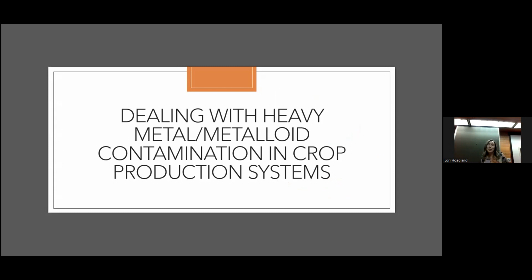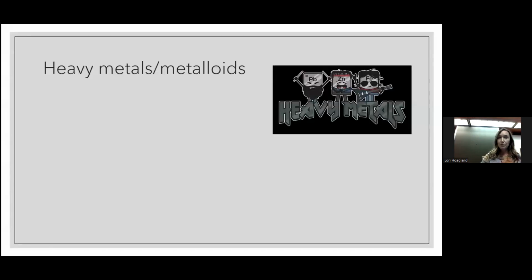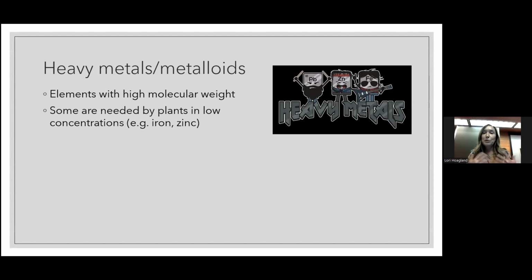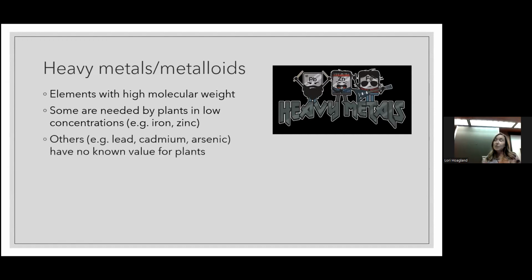So now I'll move into talking a little bit more specifically about heavy metals and metalloids. So heavy metals and metalloids, things like arsenic, are basically just broadly elements in the environment with high molecular weight. So some of these are needed by plants in very small amounts, things like copper, zinc, and iron. And others, like lead, cadmium, and arsenic, unfortunately, are not needed by plants for any known reason at this time, but they can get up into plants and accumulate.